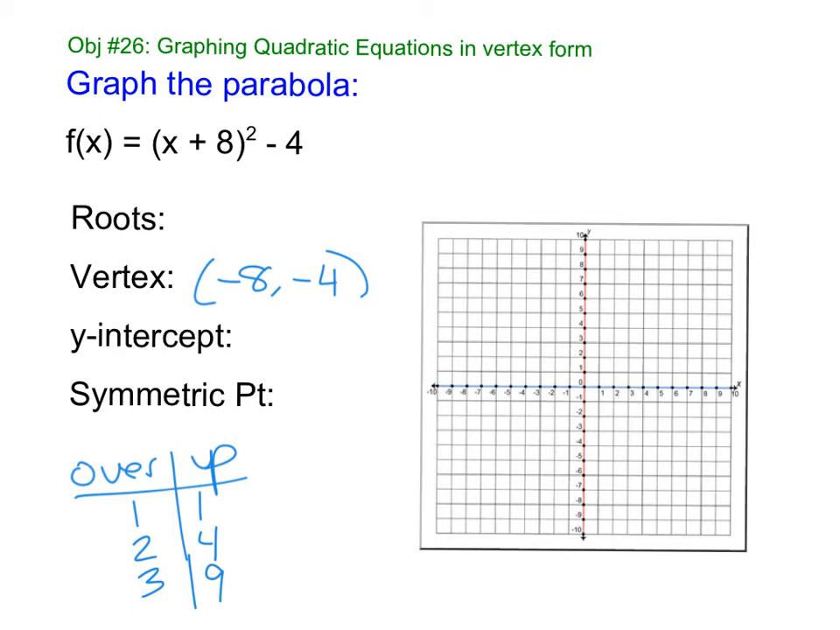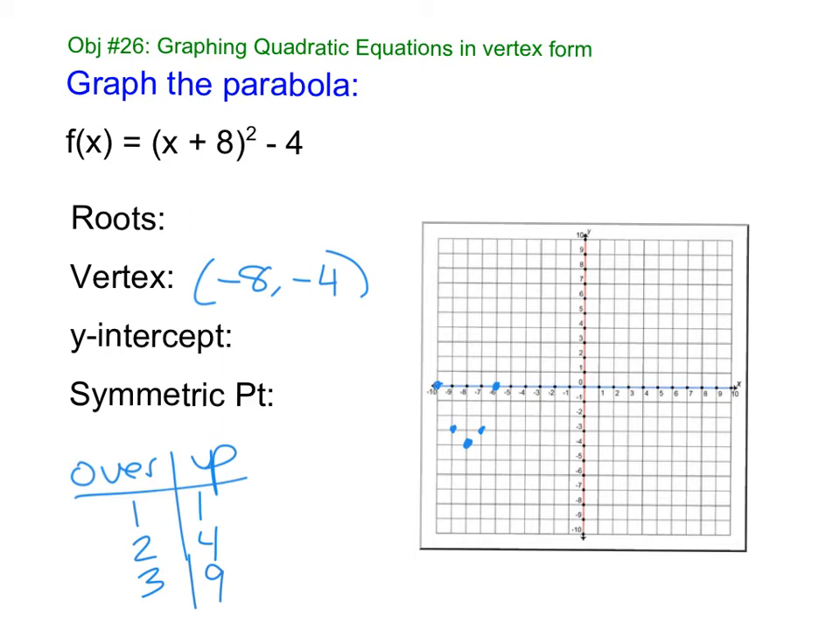So I start by plotting (-8, -4), which is right here. And then we're going to go over 1, up 1. So again, I count from my vertex, over 1, up 1, and then over 1, up 1. Back to my vertex. So I'm back here now, and I'm counting from my vertex, over 2, up 4. 1, 2, 3, 4. So I'm right there. And then do the same thing on the other side.